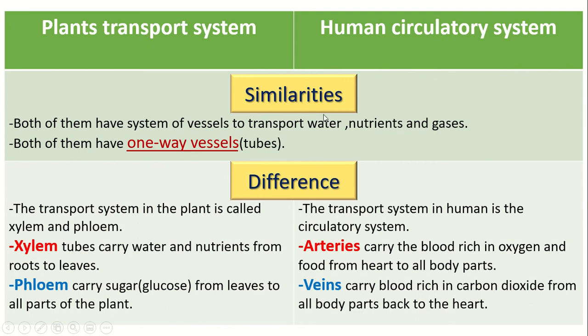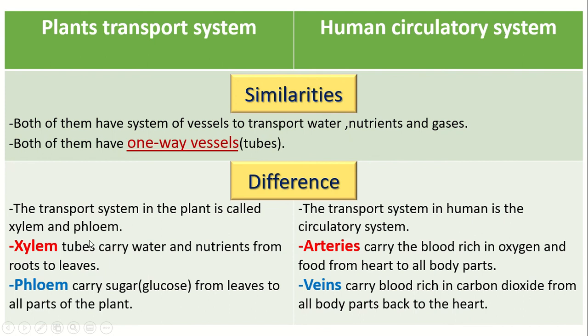The similarities between them are that both of them have a system of vessels which transport or carry the water, the nutrients and gases, in the transport system of the plant and also in the circulatory system in humans. And also both of them have one-way vessels. We said one-way vessels mean that they are moving in one direction. Okay, what's the difference between them?